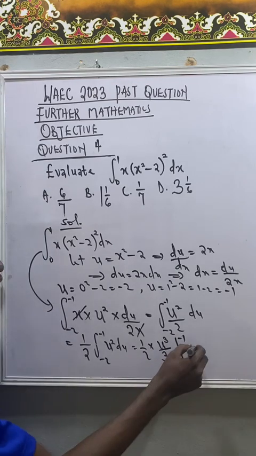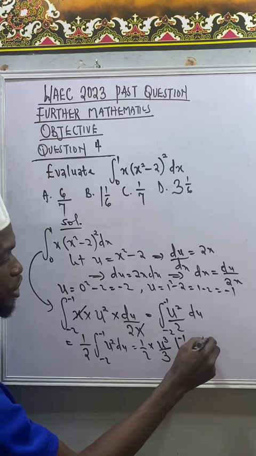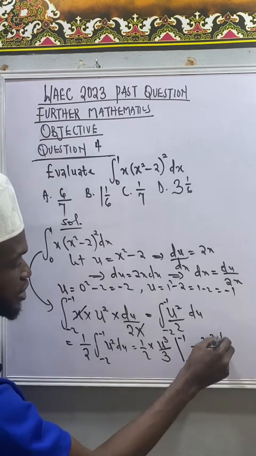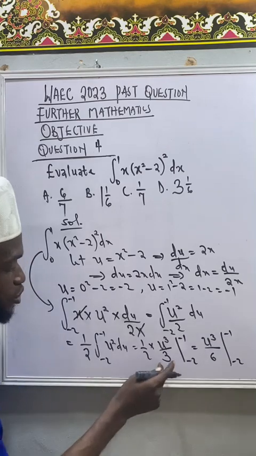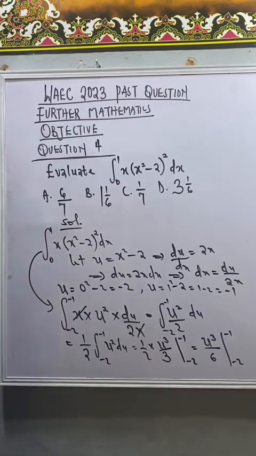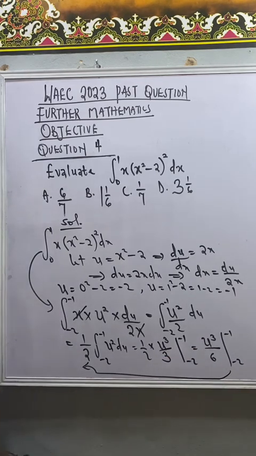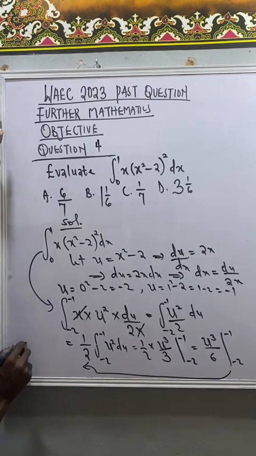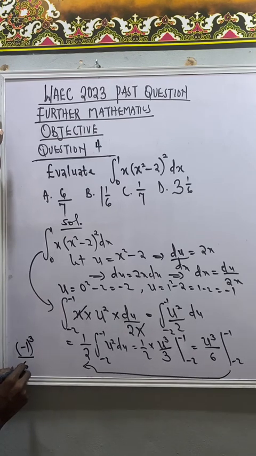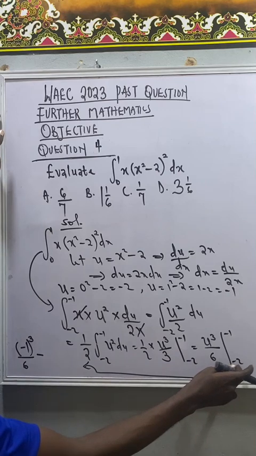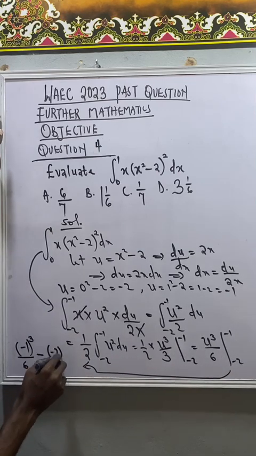So from here, I will have u³ all over 6 from −2 to −1. So from here, I can now substitute my upper limit and the lower limit. When u is −1, I will have (−1)³ divided by 6, minus, again, when u is −2, I will have (−2)³ divided by 6.